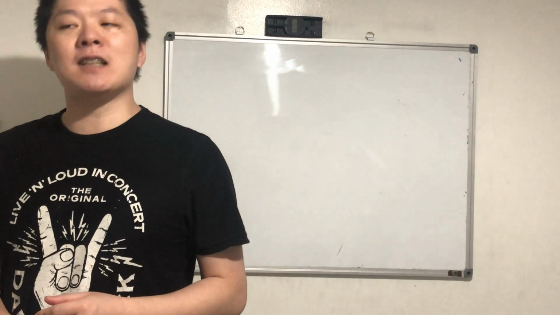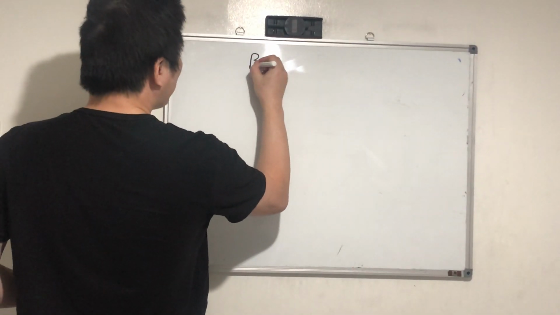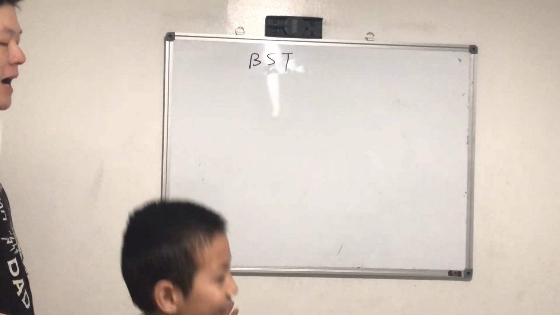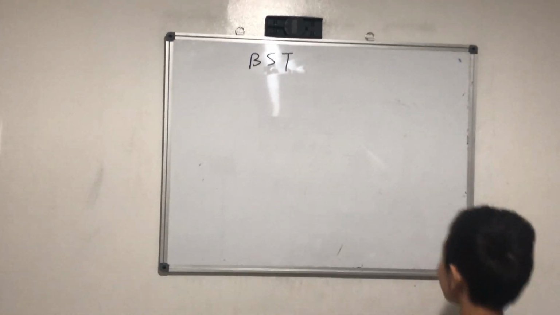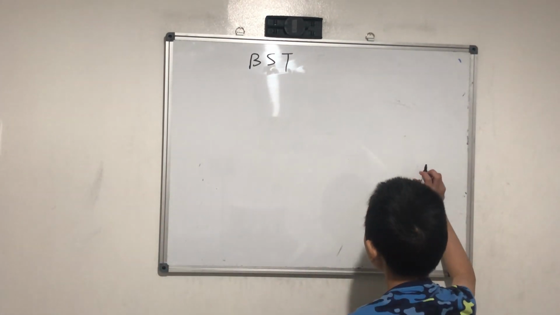Okay, so can you remind me what is a binary search tree? So it's like a binary tree, but on the left side it's smaller, and on the right side it's bigger than the parent. Could you give an example, please? Okay.